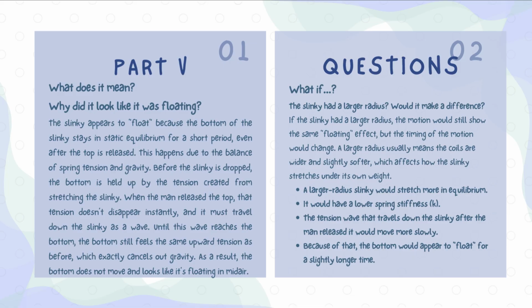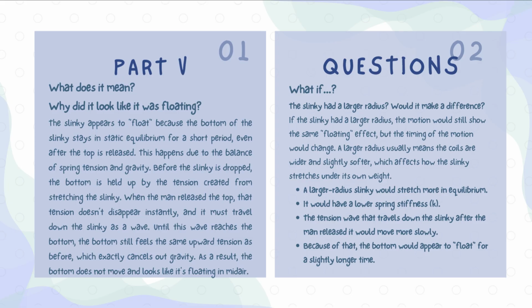Part 5: The questions. For the first one, why did it look like it was floating? Well, the slinky appears to float because the bottom of the slinky stays in static equilibrium for a short period. Even after the top is released, this happened due to the balance of spring tension and gravity. Before the slinky is dropped, the bottom is held up by the tension created from stretching the slinky.